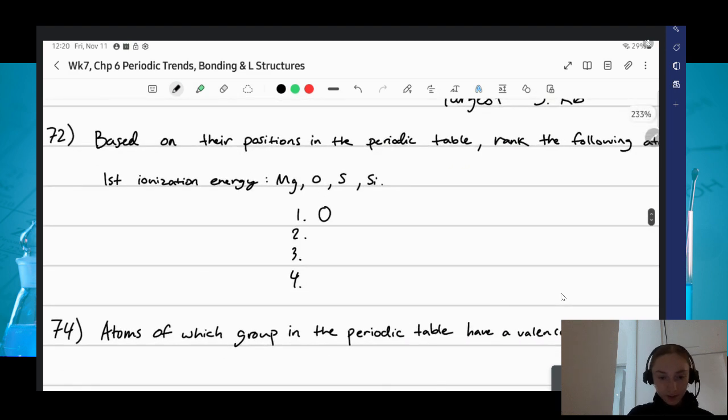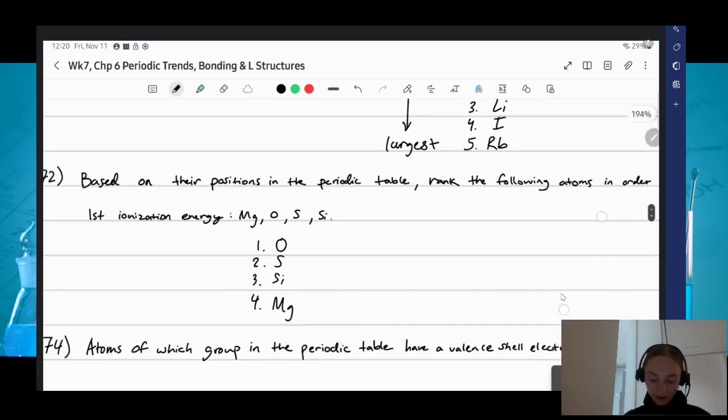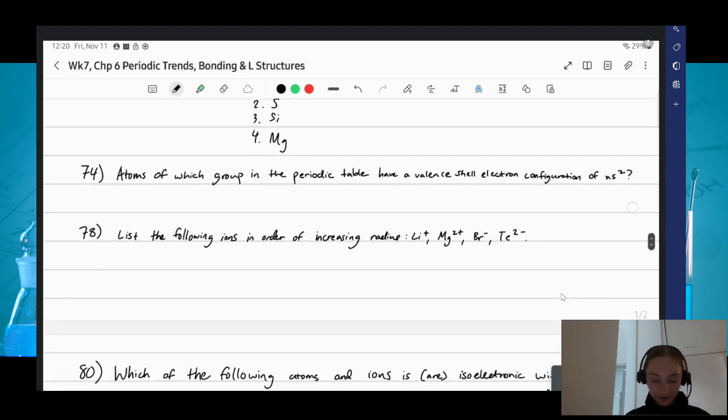So let's write that down. We said oxygen, sulfur, silicon, and magnesium. So those are the 4 atoms that we are working with in that order. Okay, so let's move on to question 74.